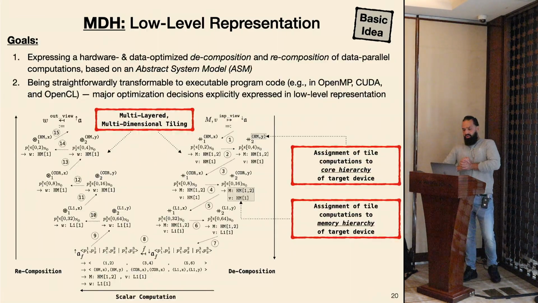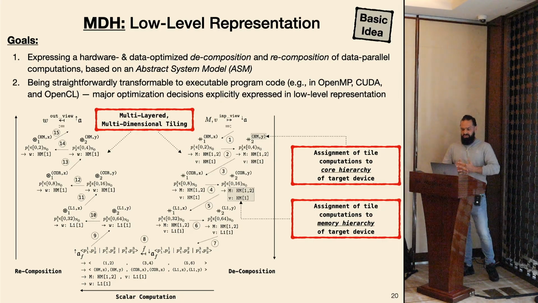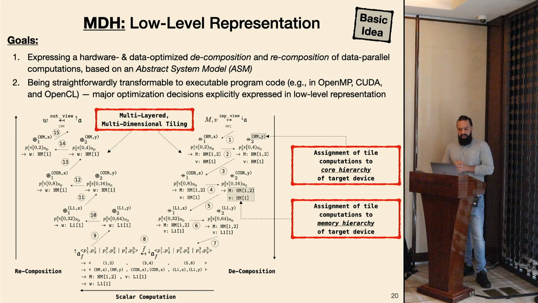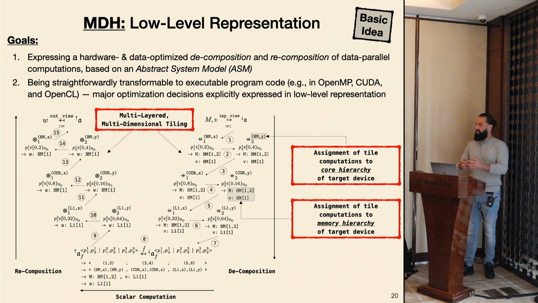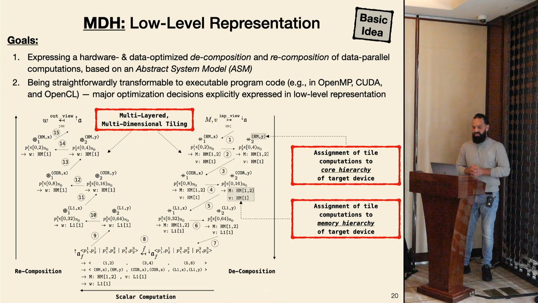So now regarding our low-level representation. I have just one slide about the low-level representation so that you have at least seen it once. The goal of our low-level representation is to explicitly express hardware- and data-optimized decomposition and recomposition of data-parallel computations. So how can we make the problem gradually smaller, so that it fits into the memory and core hierarchy of modern parallel architectures, and how can we recompose these computed intermediate results back to the final results? That's what the representation tries to express formally.